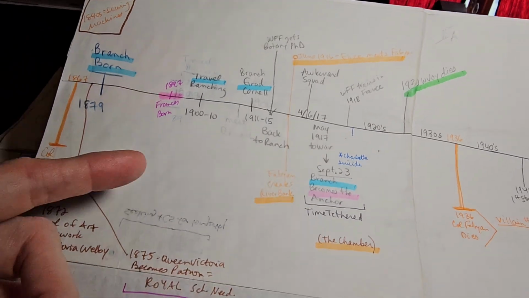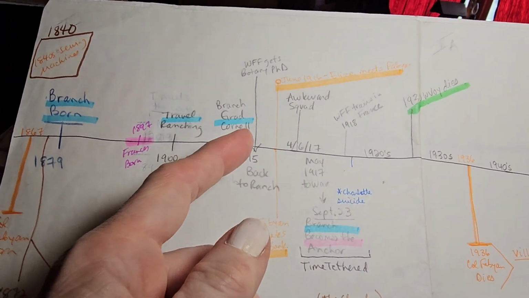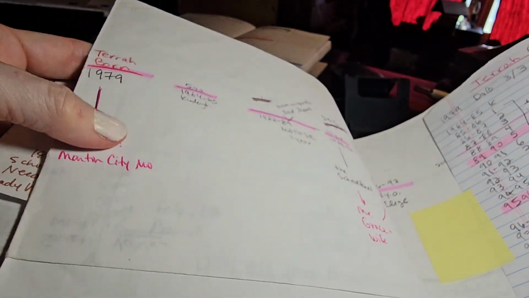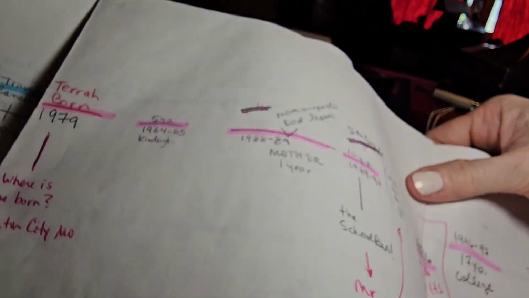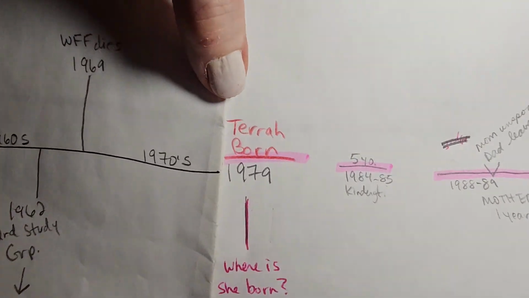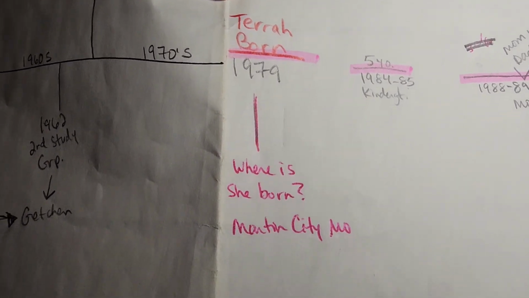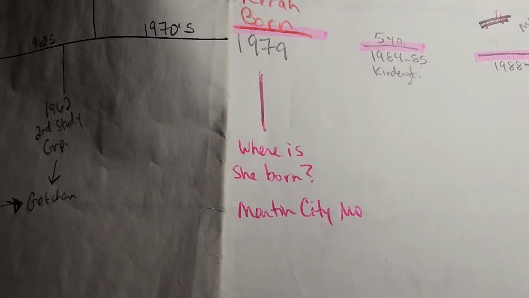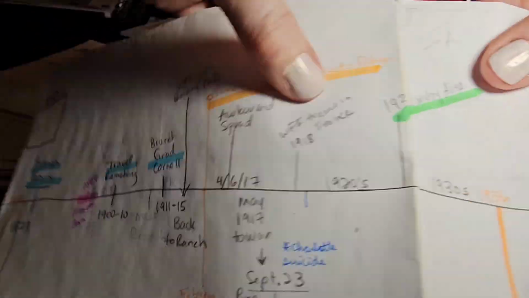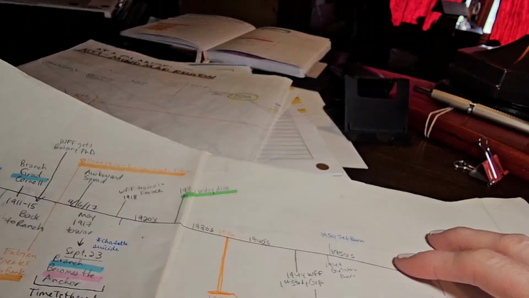We know, if you've been following my story, I have a main male character, which is Marshall Branch, and I have a main female character. Now, my eagle-eyed viewers might notice this timeline goes one, two, three-quarters of a page, and then we see my main female character, Tara, is born in 1979. Now, I've asked myself a question: where is she born? I later answered that, in Martin City, Missouri. Well, 1979 and 1879, okay, there's a little bit of a time disparity there.